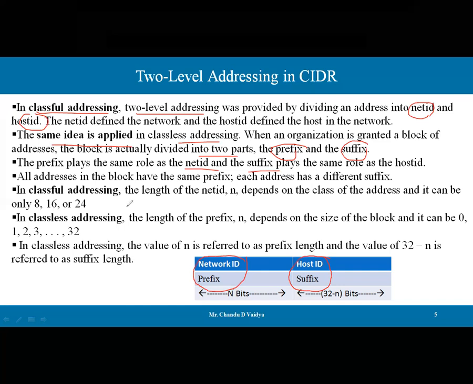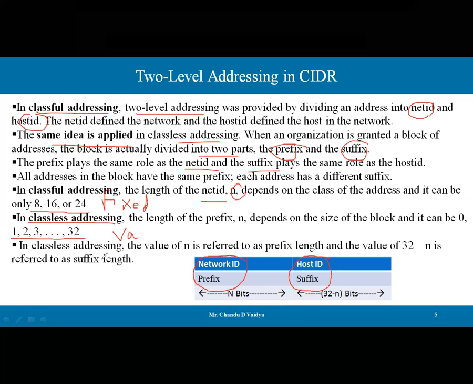In classful addressing, the length of the net ID, the value of n, depends on the class of the address, and it can be only 8, 16, or 24. This is fixed. But in classless addressing, the length of the prefix n depends upon the size of the block, and it can be 0, 1, 2, 3 up to 32. So it is variable, not fixed.